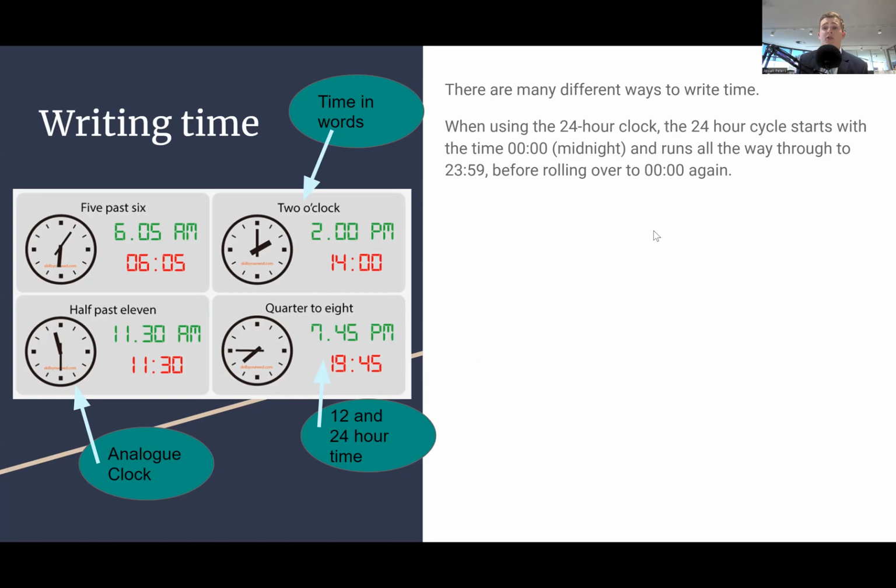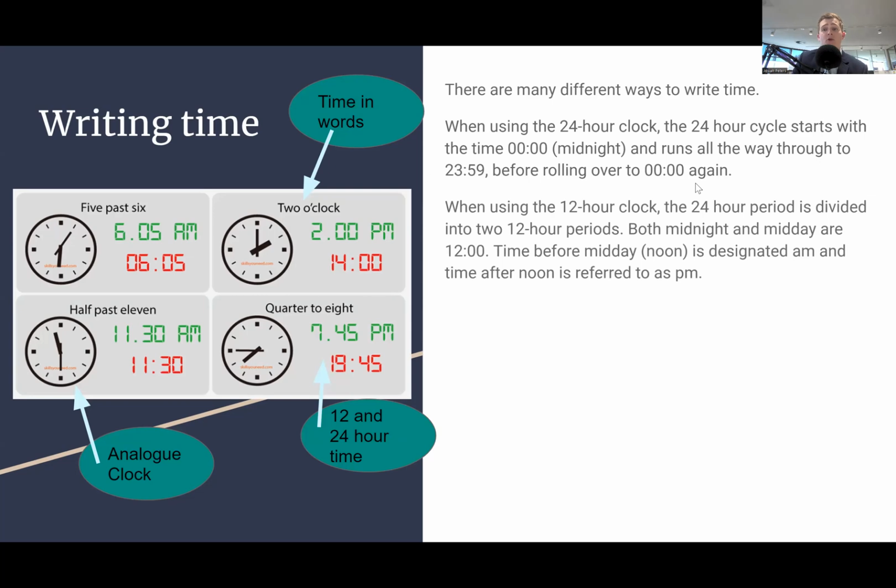When using the 24-hour clock, the 24-hour cycle starts with the time 0000, which is midnight, and runs all the way through to 23:59 before rolling over to 00:00 again to indicate a new day has begun. When using the 12-hour clock, the 24-hour period is divided into two 12-hour periods. Both midnight and midday are 12 o'clock. Time before midday, so noon, is designated AM, and time after noon is referred to as PM. So noon itself is PM, which will then lead to 1 PM and so on to midnight, which will then be 12 AM. So for example, 4:10 PM is the same as 16:10.